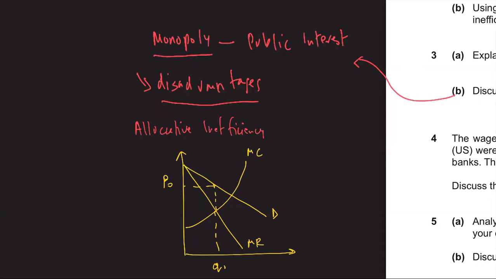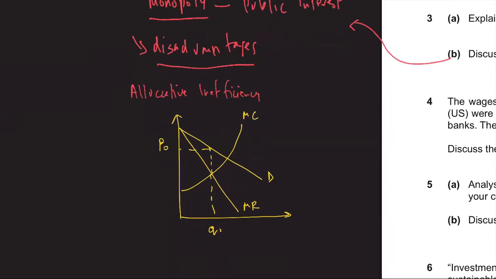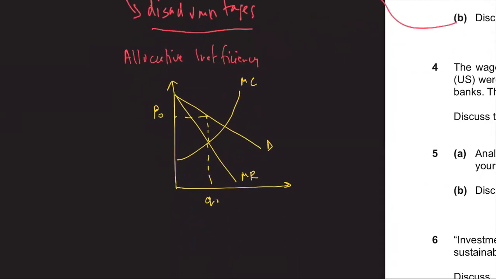Sorry, guys. At P naught, what happens is this. This is MC equals MR. Now, if this same market was under perfect competition, then they would produce at the point where P equals MC, which would mean that this becomes my deadweight loss. So perfect competition produces at PC, quantity QC. So not only does monopoly charge a higher price, but it also produces a lower quantity.